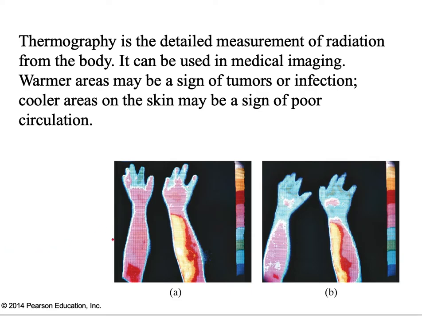Here on the left, we're looking at good circulation. We can see circulation going down into the digits of the fingers and on the surface of the hand. But in the right image, we see poor circulation. Notice that the hands are much cooler. We don't see very good circulation in the hands.